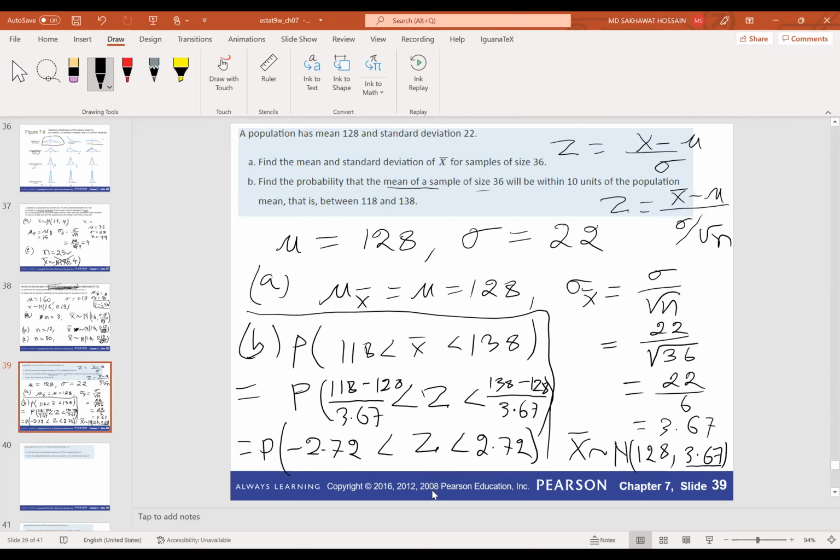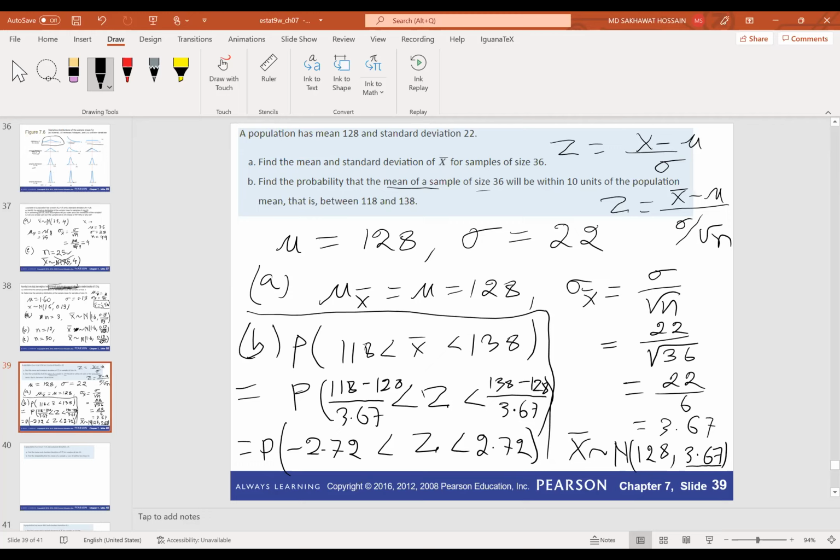Now to find the probability, you need to look at this z-score and this z-score. First you will look at 2.72 and you will get a number from the table. Then you will look at negative 2.72, you will get another number from the table. So you will take the difference of these two numbers. That will be the probability. So you calculated it 0.0033.